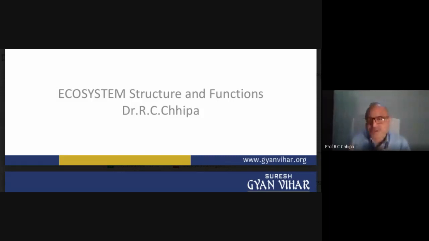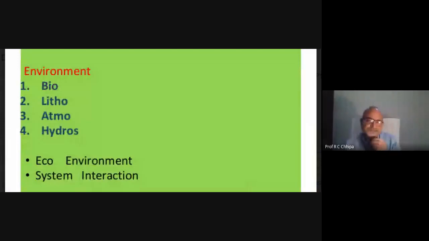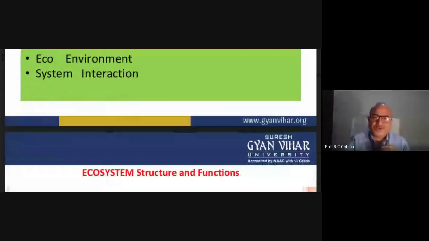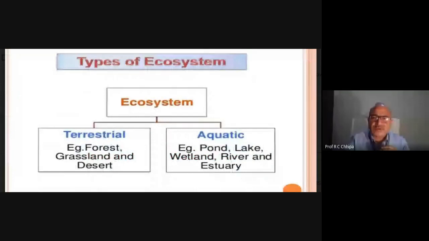So now the structure of the ecosystem. Whatever I have discussed, all those parts, the environment having the five components. Initially, the four: biosphere, lithosphere, atmosphere, and hydrosphere. The environment, interaction, this is the ecosystem. I earlier discussed that the ecosystem is of two types: artificial and natural.